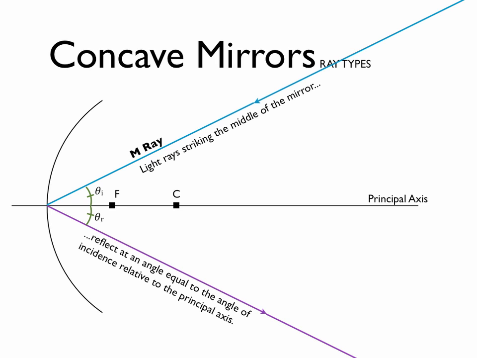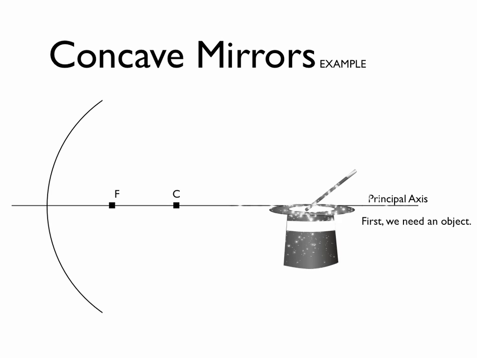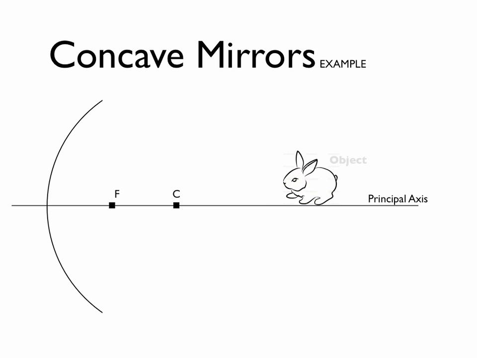So let's look at an example. But first, we need to have an object. So let me pull something out of my hat. There you go, got a rabbit. The rabbit is our object, and I'm going to use the top here of interest. We will project light rays that reflect off of that point towards the mirror and see where they converge to find out where the ear of the image forms.